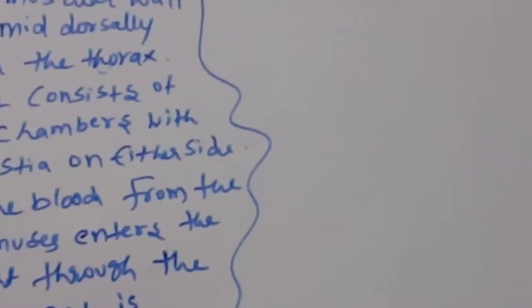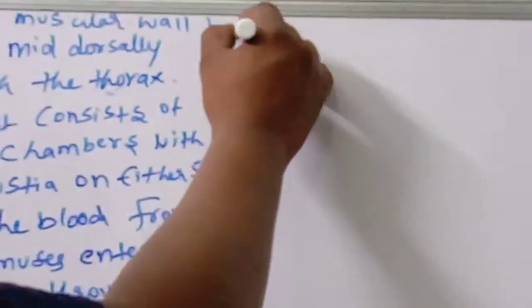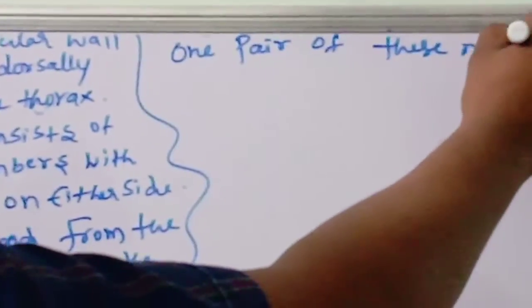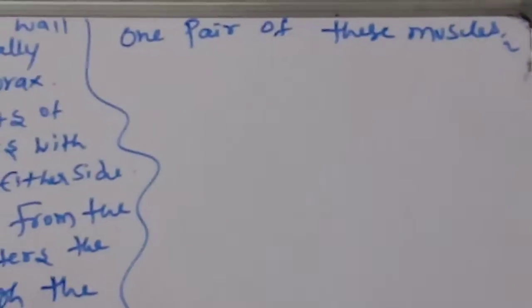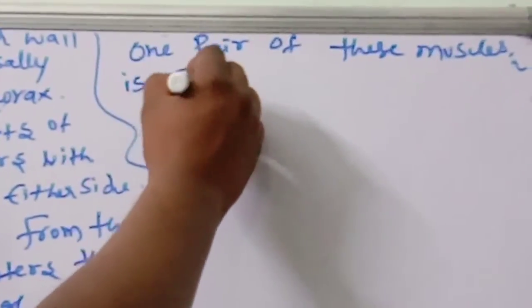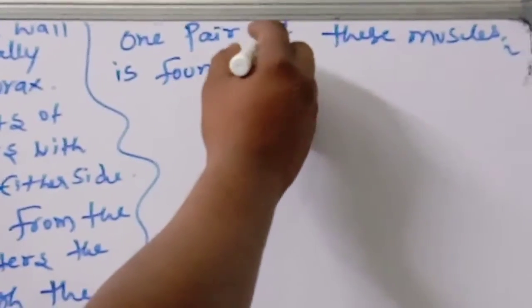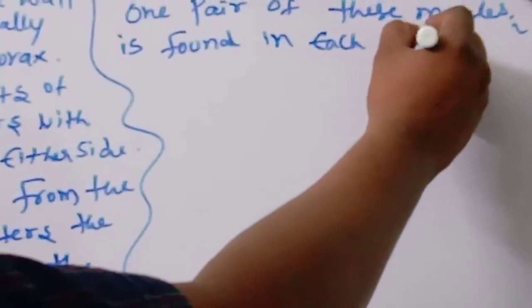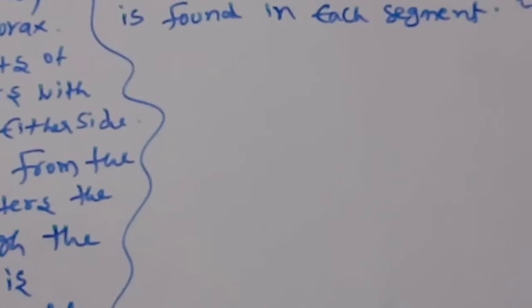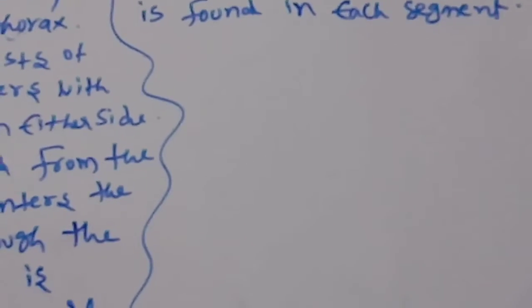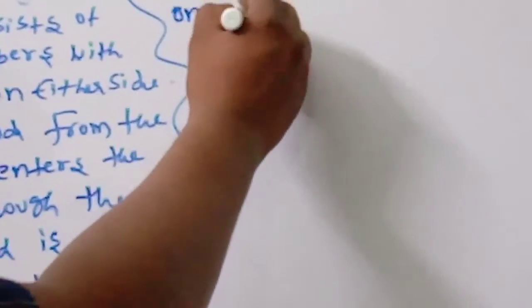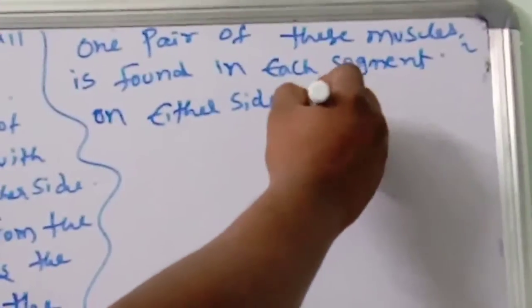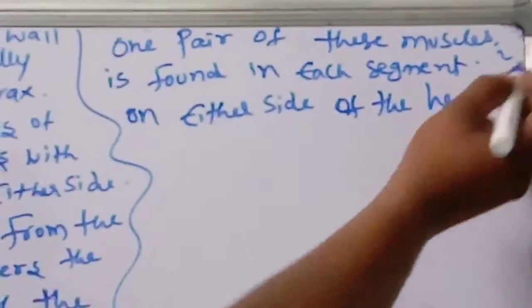One pair of these muscles is found in each segment, on either side of the heart.